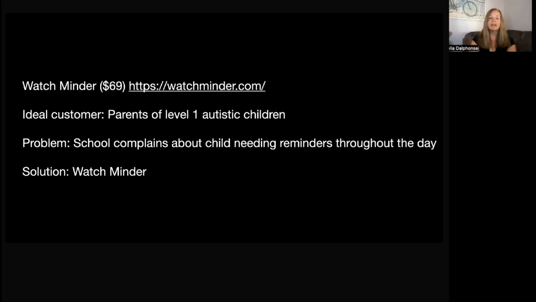in these products. So for me, this ideal customer might be parents of level 1 autistic children, even though there's a lot of different uses for it. I would focus on just the one ideal customer. The problem that I would look to solve is that the school complains about the child needing reminders throughout the day. And my solution is Watchminder.